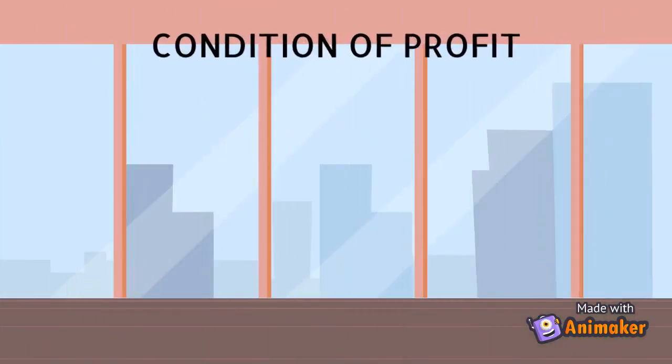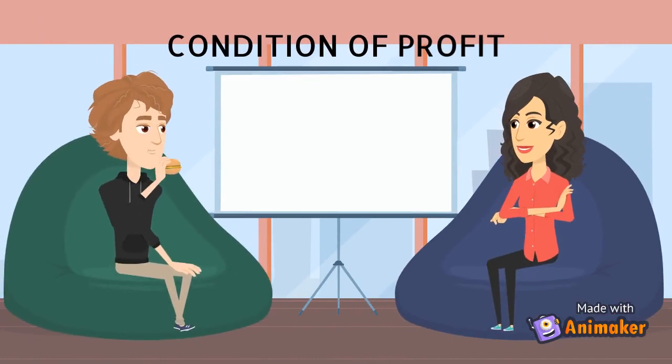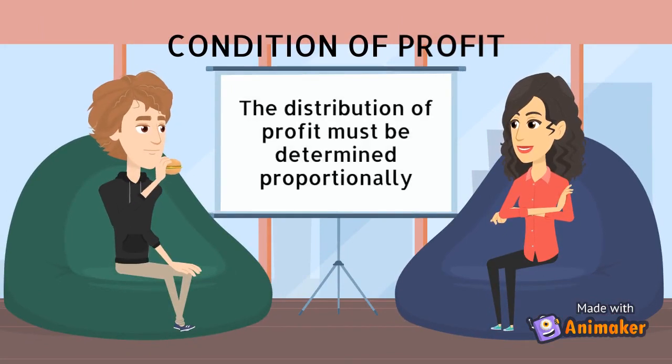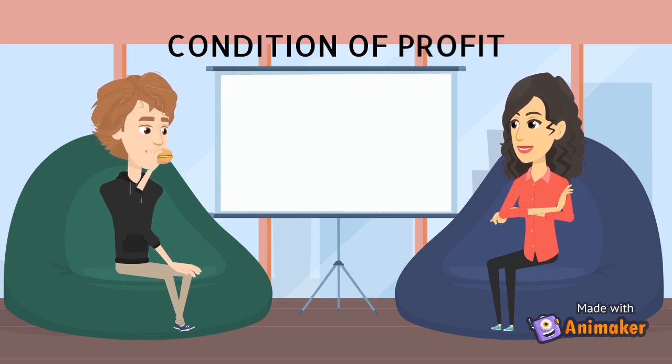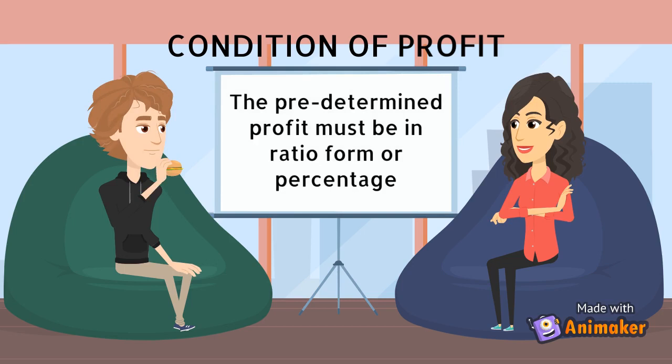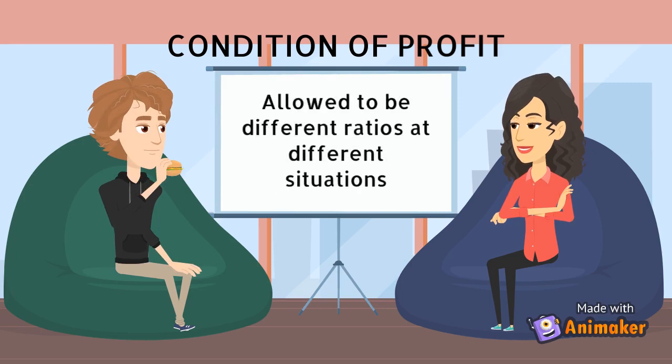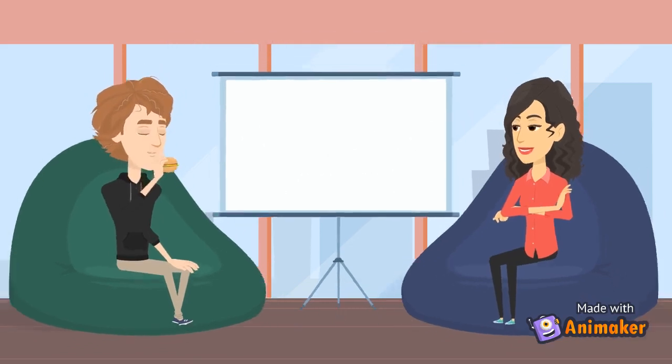Lastly, the condition of profit. The distribution of profit must be determined proportionately between the capital provider and the entrepreneur. Next, the predetermined profit must be in the ratio form or percentage and not in the fixed amount. And lastly, it's allowed to be different ratio at a different situation.